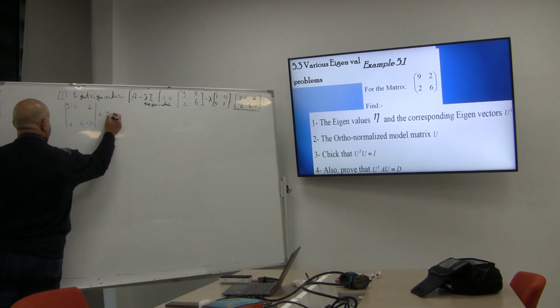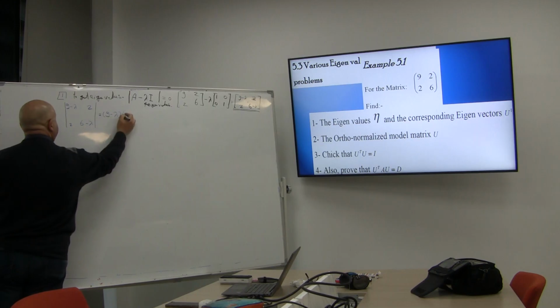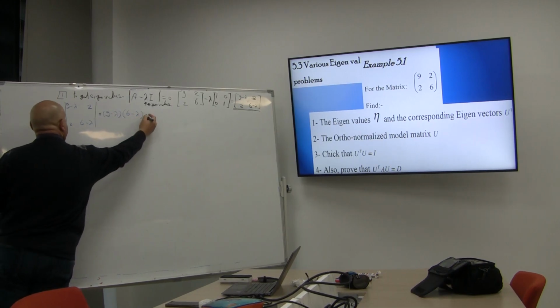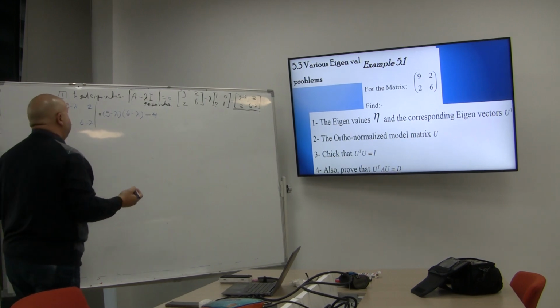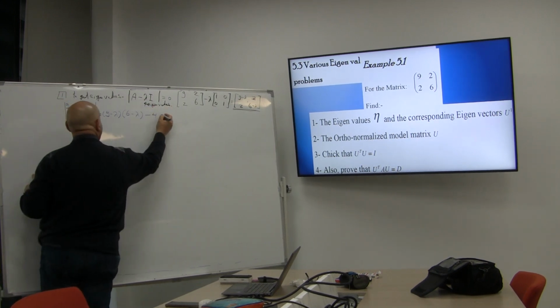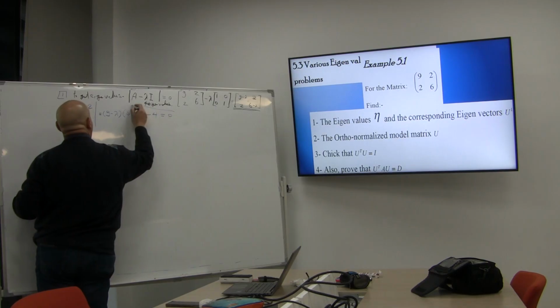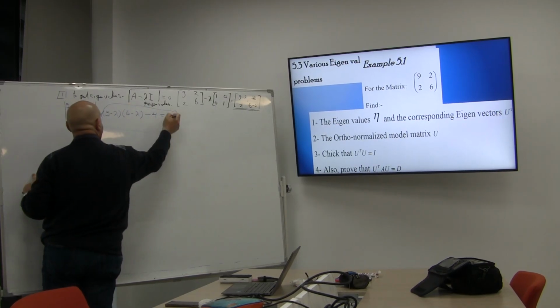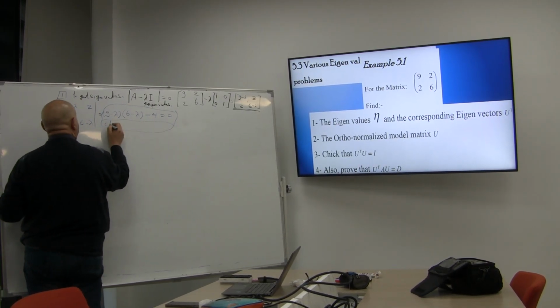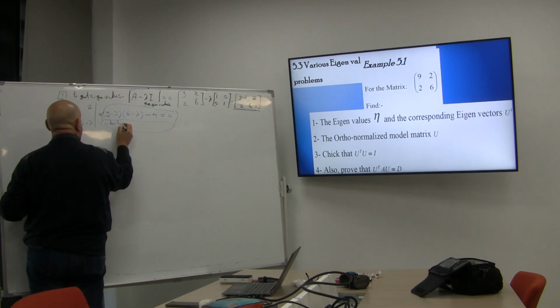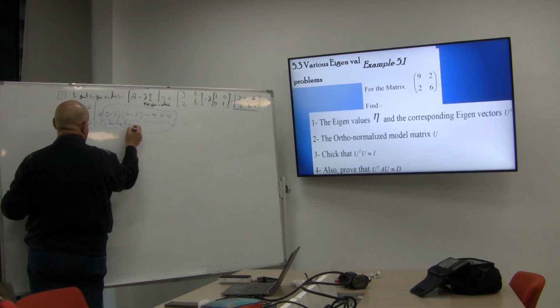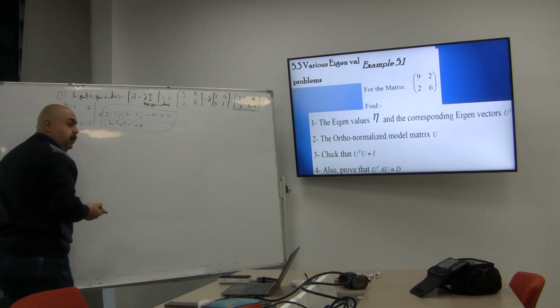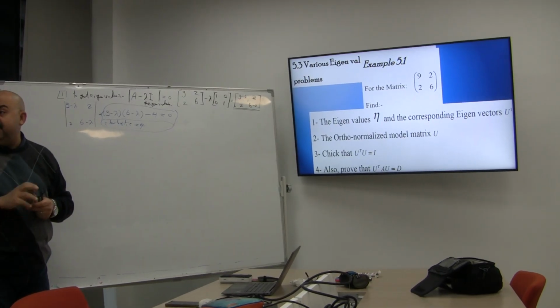That will give me 9 minus lambda times 6 minus lambda, don't forget, minus 4. The equation states that this value should equal 0, which is called the characteristic equation. What I see here is what is called the characteristic equation or polynomial. Okay, try to expand.